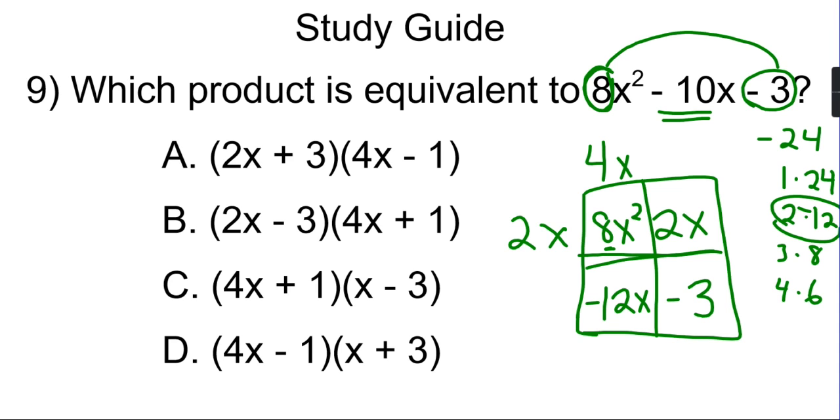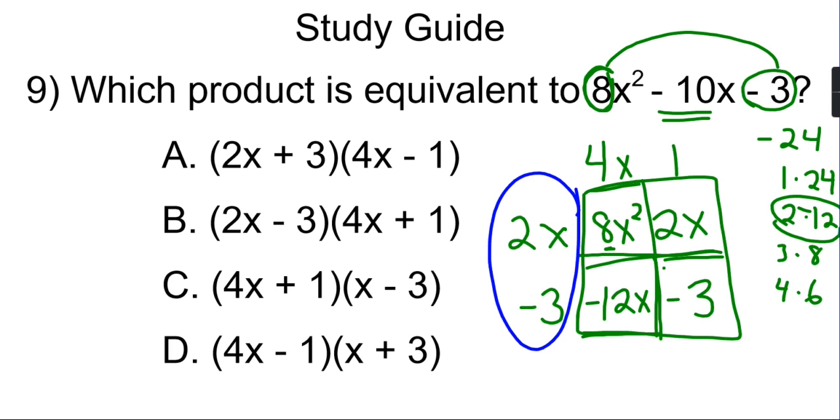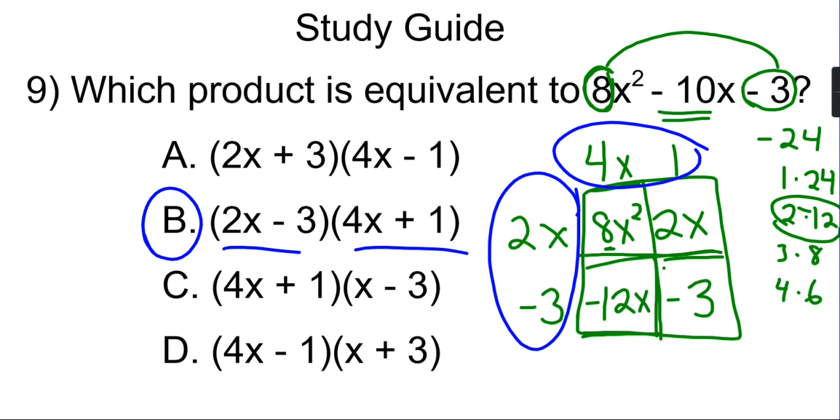2x times what on top is 2x? 1, okay? And then for the bottom, I have the 4x on top, and I know I have to multiply it by something to get -12x. Well, 4 times -3 is -12x. Does that work with our last box? Well, yes, because we have -3 times 1, which is -3. So we know we did it correctly. So now we're looking for these two factors, 2x minus 3. One side is one factor. I see that right here. And 4x plus 1. That's the other factor. So choice B is correct.